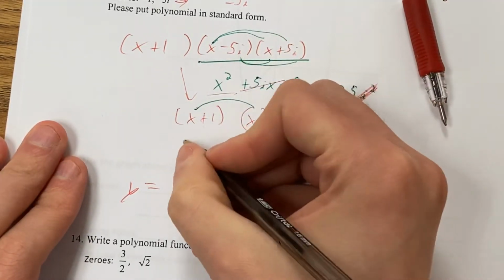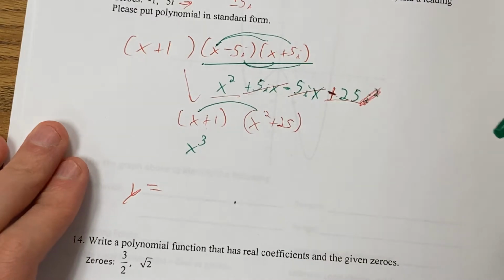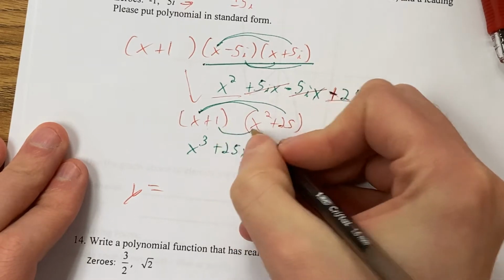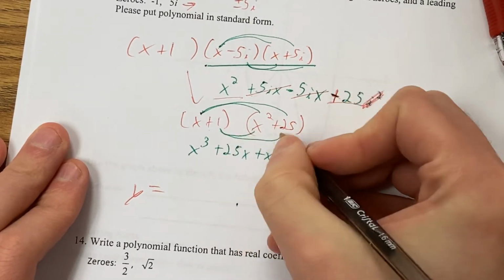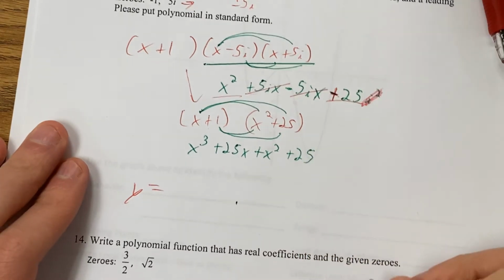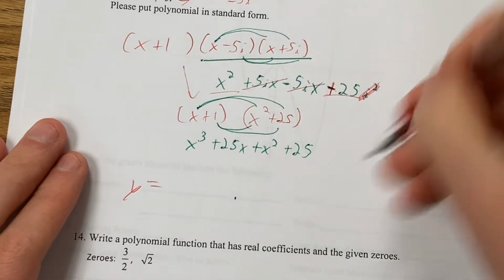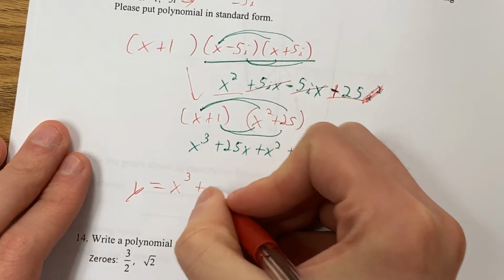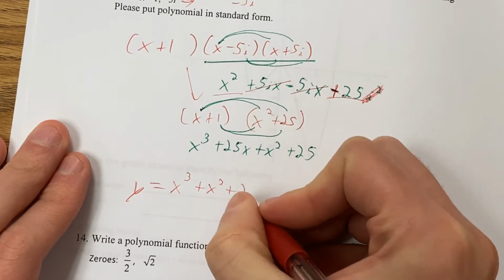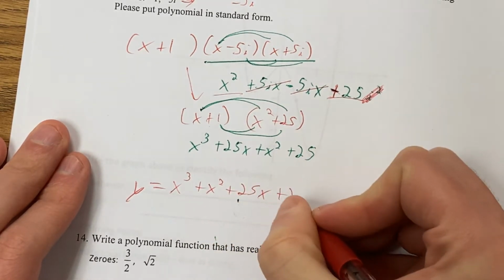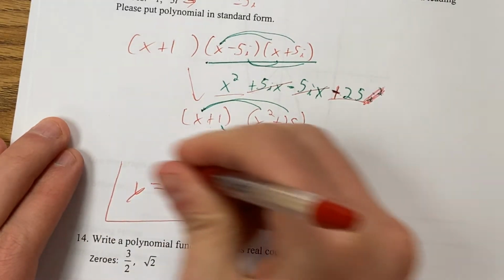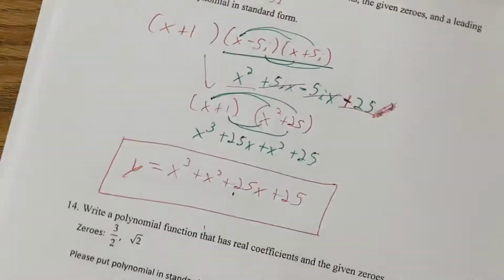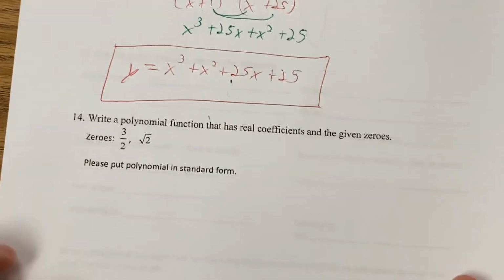So x times x squared is x to the third, plus 25x, plus x squared, plus 25. And just reorder it. X to the third is first, then x squared, then a regular x, and then 25. Okay. I think it's just one more to go with this type of question. So let's take a look at it.